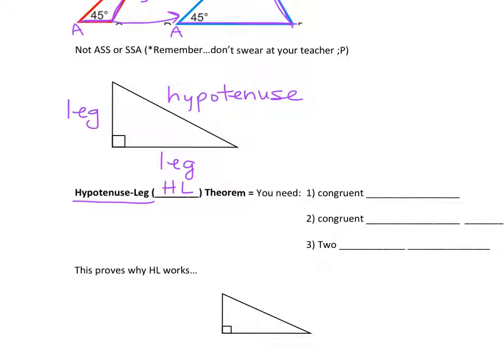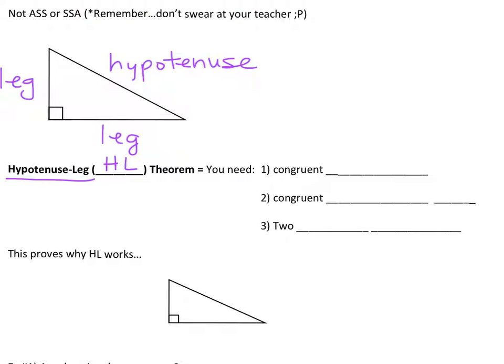So for the HL theorem, so far we've done three things: side, side, side, side, angle, side, angle, right? You needed three things to be true for this to work out. HL looks like you only need two things, but that's not true. You still do need three things, but we only name it with two letters, okay? Here are the three things you need. Number one, you need congruent hypotenuses.